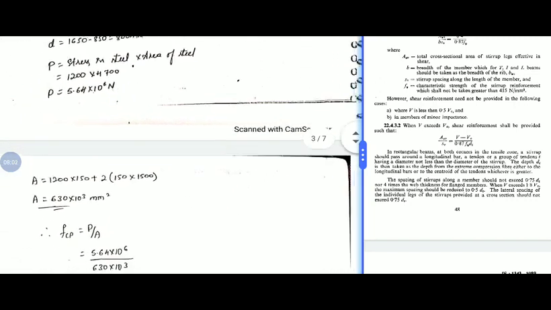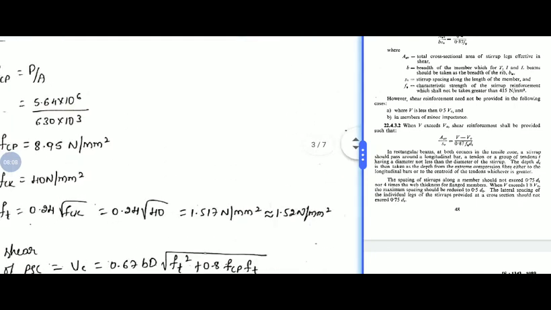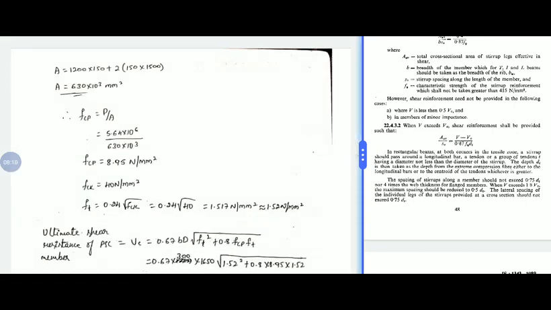5.64 into 10 power 6 Newton. Then area: 1200 into 150, that is the area of the flange, plus 2 into 150 into 1500, that is the area of the web. So by combining you will get 630 into 10 power 3 mm square. fcp is P by A, the stresses from the pre-stress on the concrete. By simply substituting the values, we will get fcp equal to 8.95 Newton per mm square.